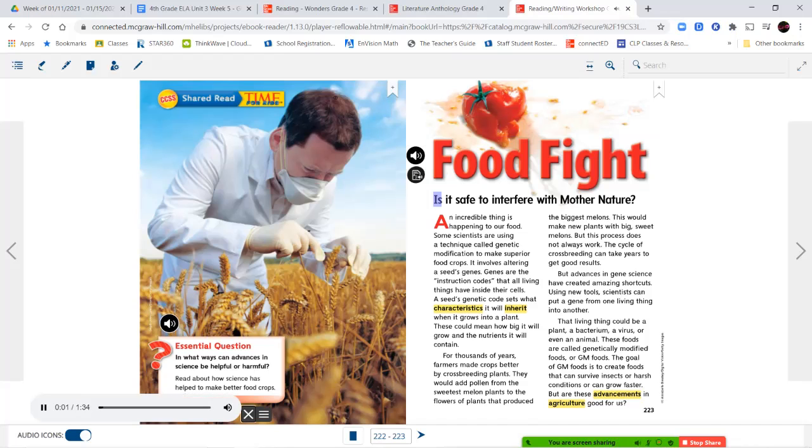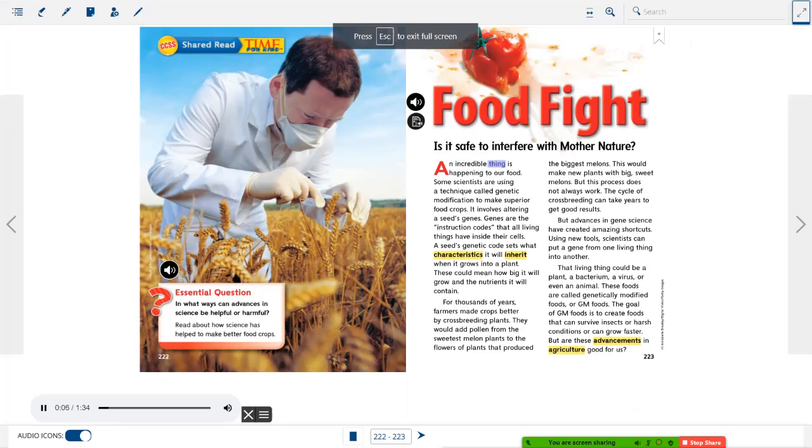Food fight. Is it safe to interfere with Mother Nature? An incredible thing is happening to our food. Some scientists are using a technique called genetic modification to make superior food crops. It involves altering a seed's genes. Genes are the instruction codes that all living things have inside their cells. A seed's genetic code sets what characteristics it will inherit when it grows into a plant. These could mean how big it will grow and the nutrients it will contain.